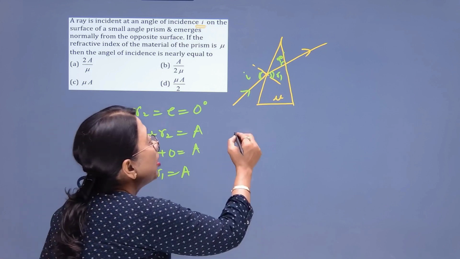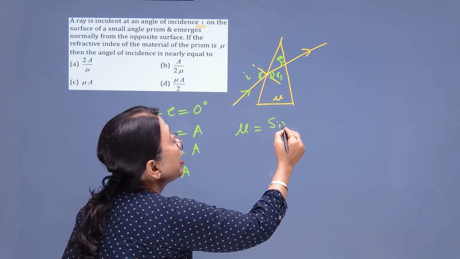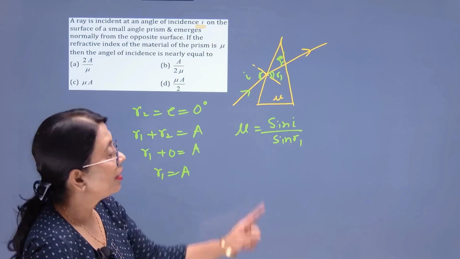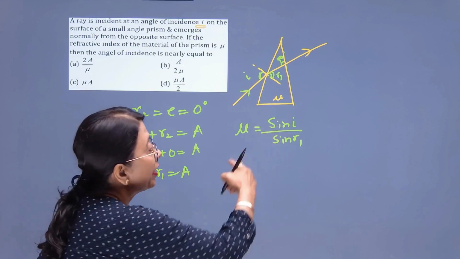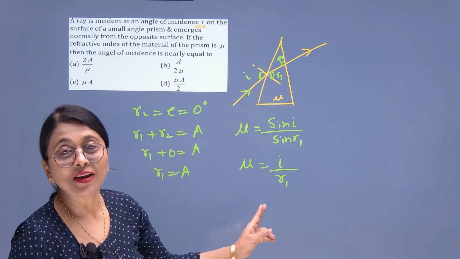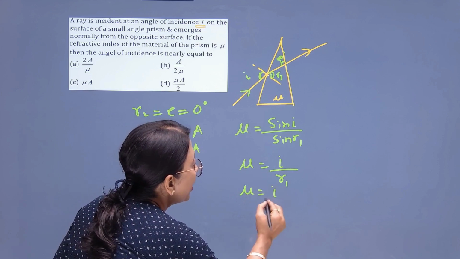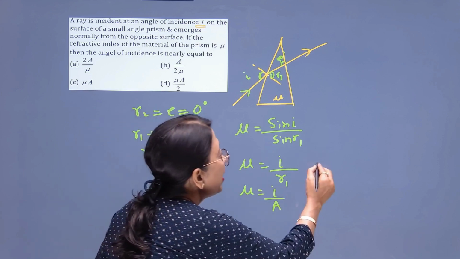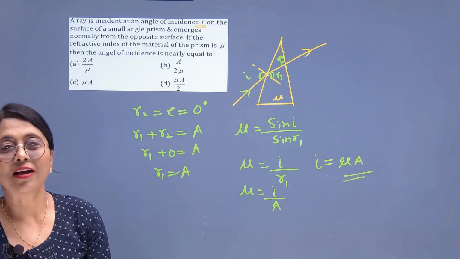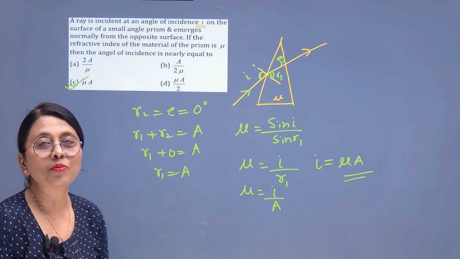Because we know from Snell's law that the refractive index mu is equal to what? Sin I by sin R1. Right? And we know that the prism is thin, so we can ignore the sin. So mu is equal to I by R1. What is R1 here? R1 we have got it as A. So mu is equal to I by A. And therefore, I is nearly equal to what? Mu A. I किसके बराबर आ गया? Mu A. So which is the option here? Mu A. The C option is the correct option.